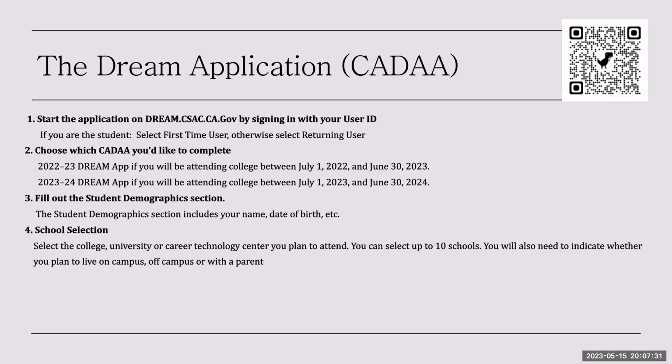Fill out the student demographics section. The student demographics section includes your name, date of birth, and other personal information. School selection. Just like FAFSA, you will be adding up to 10 schools if you're interested in 10. If you're interested in less, you can add less. If you're interested in more, you can add 10, submit, and then go back and add more schools. Again, there's a QR code on the screen that you can use to have a more detailed list on the steps to complete your application.